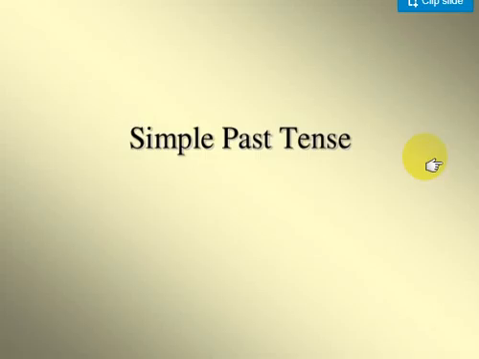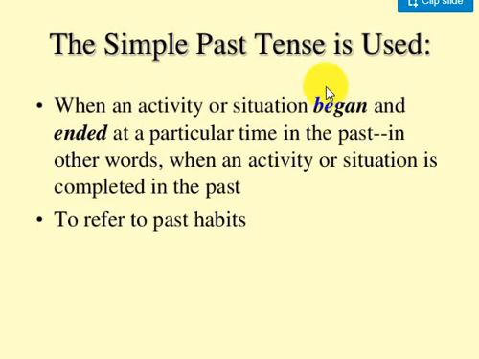Let's move to the past simple tense. The past simple tense is used when an activity or situation began and ended at a particular time in the past. So if you specify the time, it is past simple. In other words, when an activity or situation is completed in the past. Even if I want to refer to habits that I did in the past, I use past simple or I use used to.